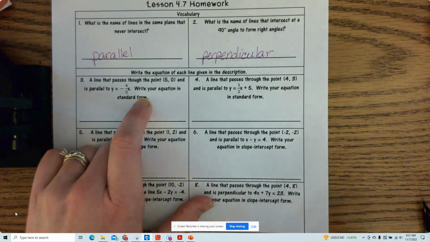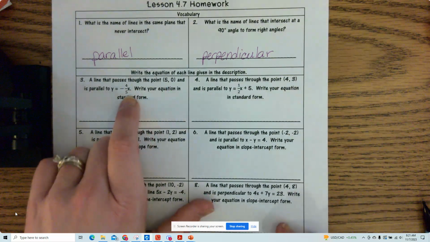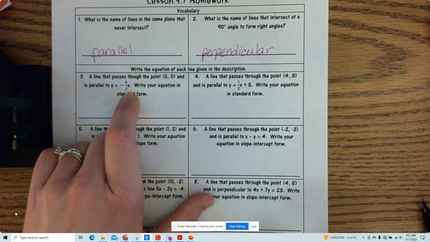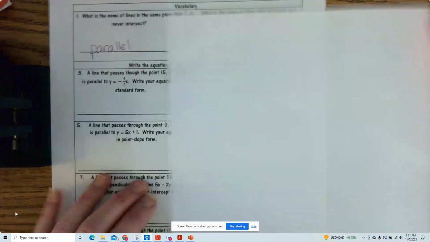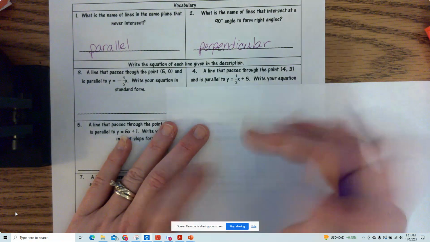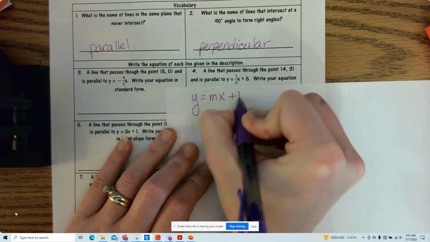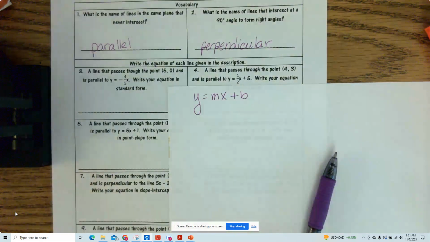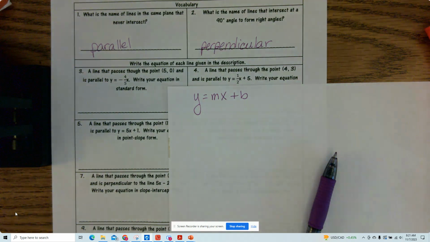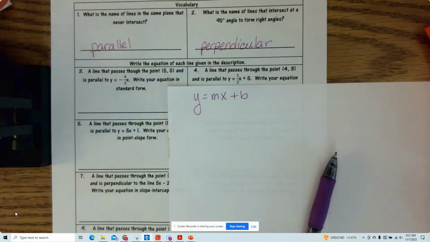All right. A line that passes through the point 5, 0 and is parallel to y equals negative 4/5 x. Okay, write it in standard form. So let's write it in slope-intercept form first. So if it's parallel, what's going to be the slope? They're going to be the same. So what's the slope of the line given? It gives you that equation. Y equals negative 4/5 x. What's the slope of that line? Negative 4/5. So that's the slope of my new line.